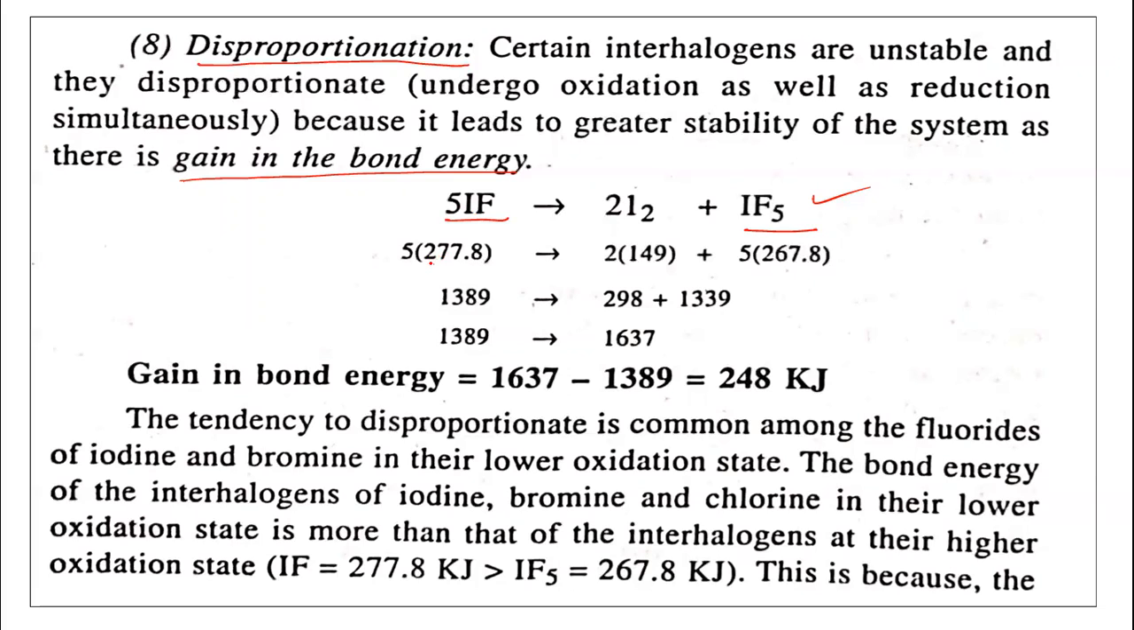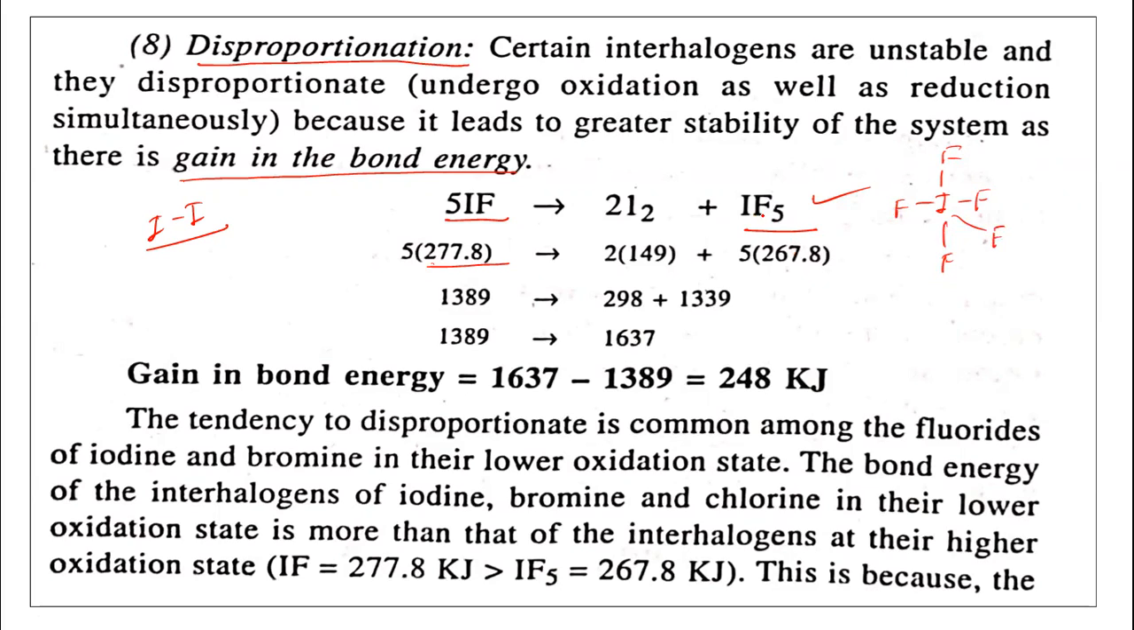The bond energy of iodine fluoride is 277.8, so 5 multiplied by this. Now I would like to calculate the gain or loss in bond energy. The bond energy of the I2 molecule is 149 kilojoule per mole. Two I2 molecules are formed here due to the conversion of these 5 IF molecules. And the higher interhalogen compound IF5 is formed. So 5 bonds are there here also, IF bonds like this.